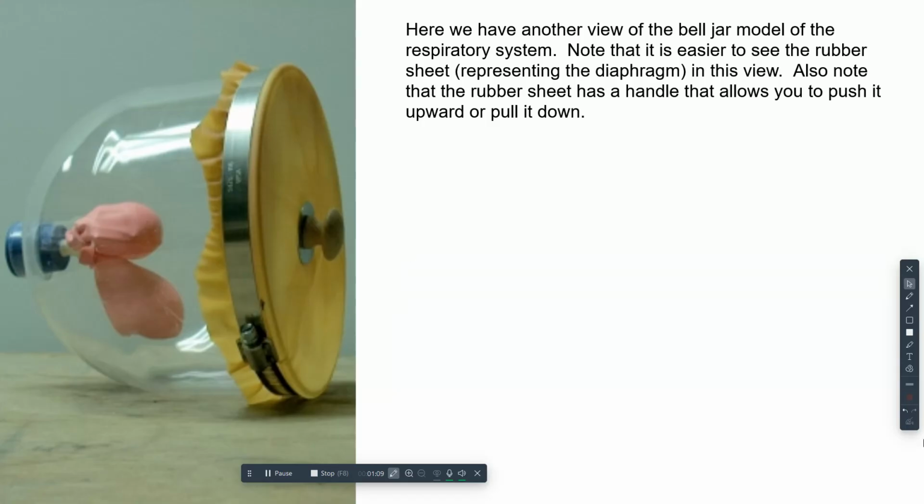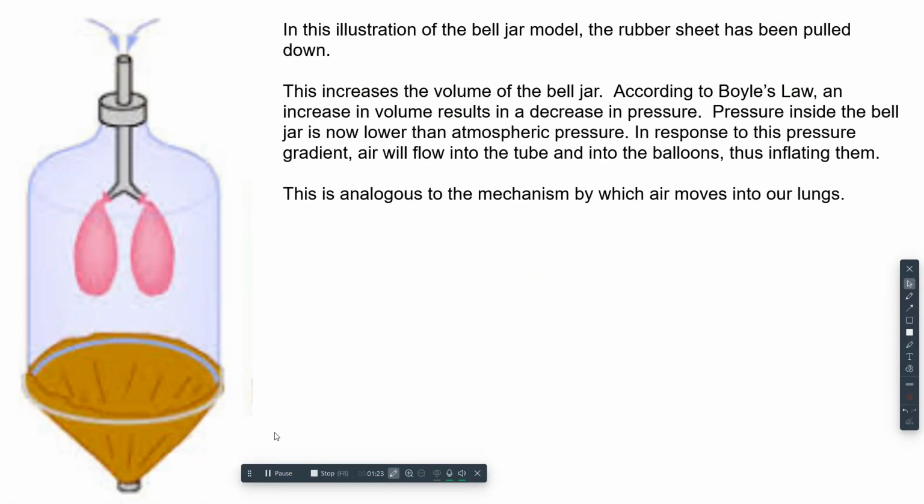Here we see another view of it, just making it easier to see that diaphragm right there. The rubber sheet represents the diaphragm. And there's a little handle that you can push up or pull down. Basically what's going to happen is if you pull down on that rubber sheet, you're going to increase the volume, okay? And by the way, pulling down means the diaphragm is contracting. That's what you're representing here. If you're pulling down, the diaphragm is contracting.